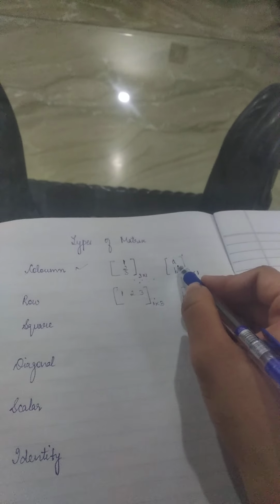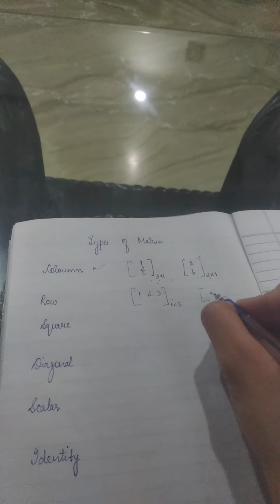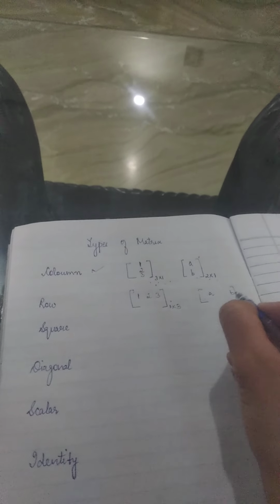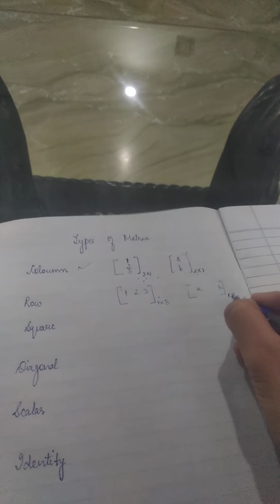Likewise, if I take this example and convert it into a row matrix, it will be A, B, which has 1 row and 2 columns. So its order gets changed into 1 by 2.